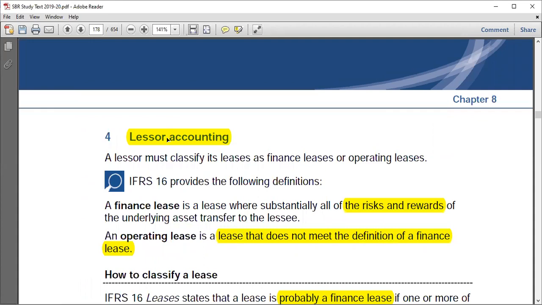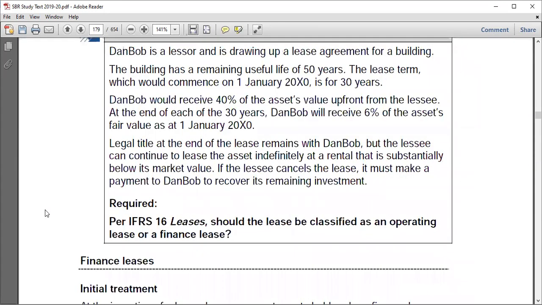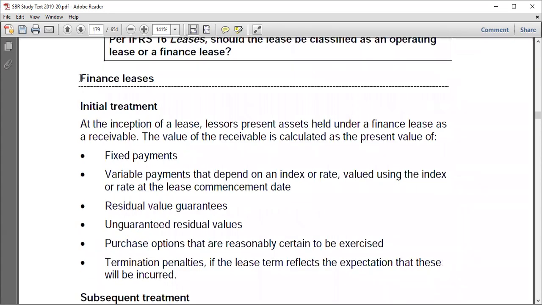I'm repeating again. Under lessee accounting, there is no need to distinguish between finance lease and operating lease. But under lessor accounting, the one giving out the assets to the lessee, we need to distinguish between finance lease and operating lease. Then after this, I'm going back to the explanation, sorry. Okay, so we have the finance lease here.